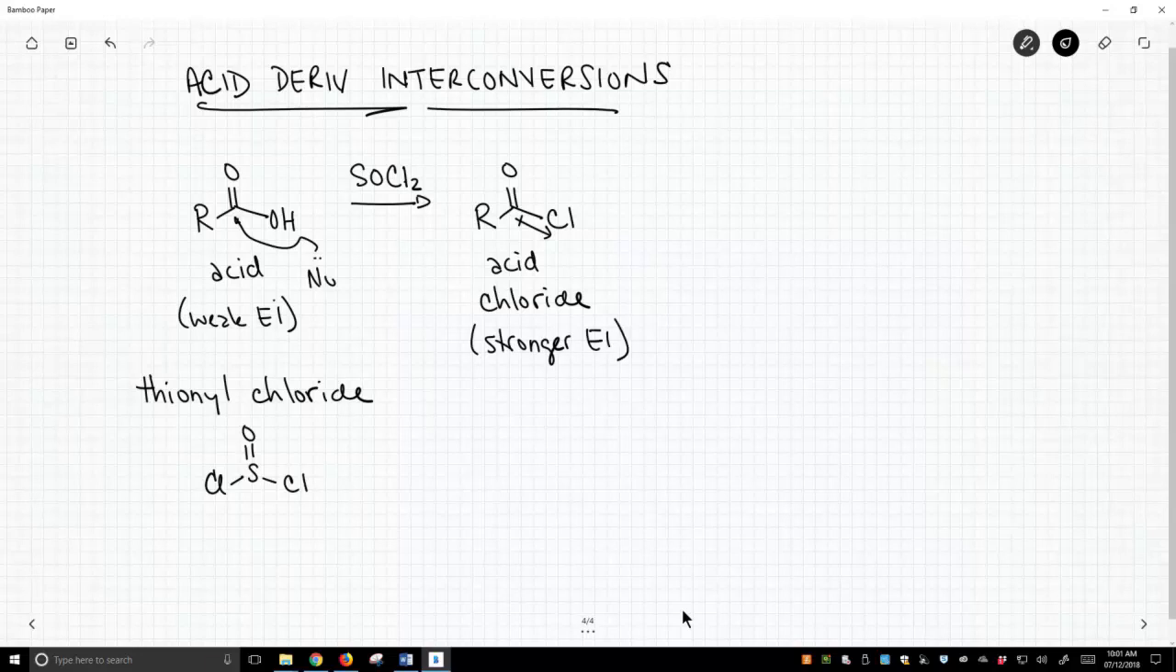Turns out this reaction is very simple. You take the carboxylic acid, you dump in a whole bunch of thionyl chloride, you boil it for a little while, and then you remove the thionyl chloride, which is very easy to do. It's very volatile, and you get your acid chloride.